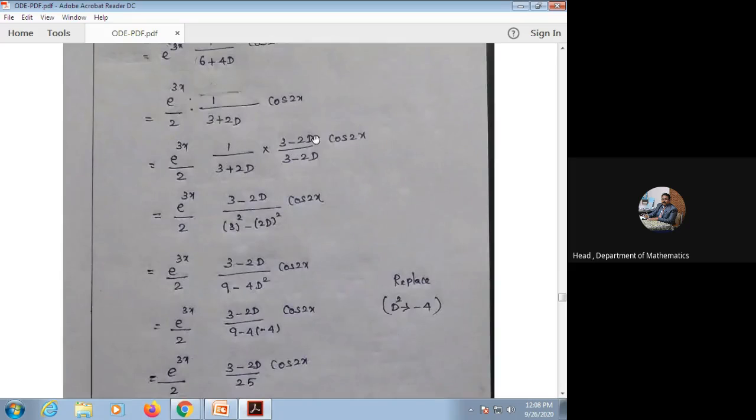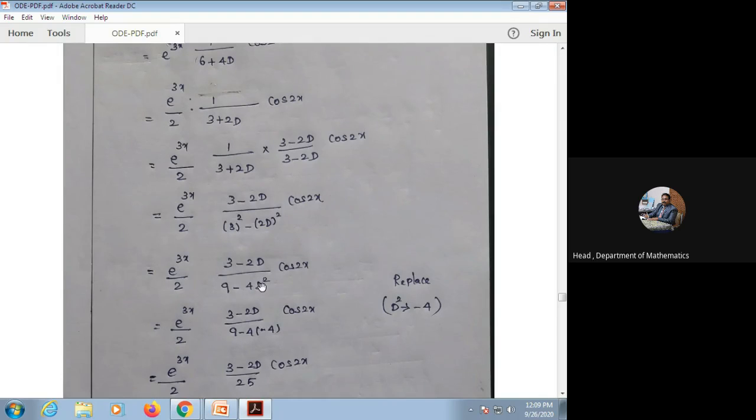Now use the conjugate of the denominator, that is 3 minus 2d by 3 minus 2d. As it is, e power 3x by 2, 1 divided by 3 plus 2d into the conjugate of the denominator, 3 minus 2d divided by 3 minus 2d into cos 2x. Therefore, e power 3x by 2 as it is, 1 into 3 minus 2d in the numerator, divided by, in this denominator, a plus b into a minus b. It is in the form of a squared minus b squared, that is 3 squared minus 2d squared into cos 2x. Simplifying this value, we get 9 minus 4d squared.